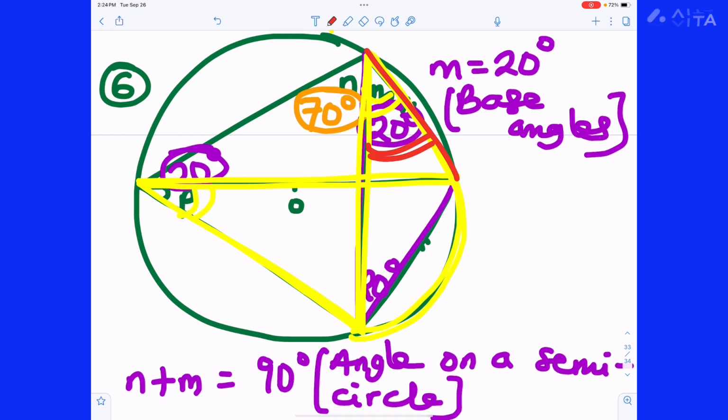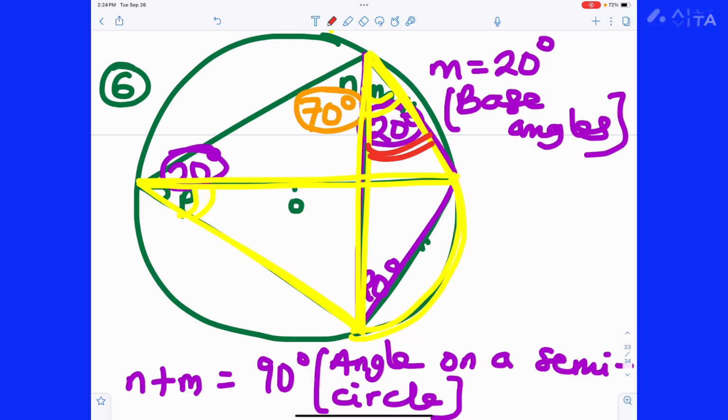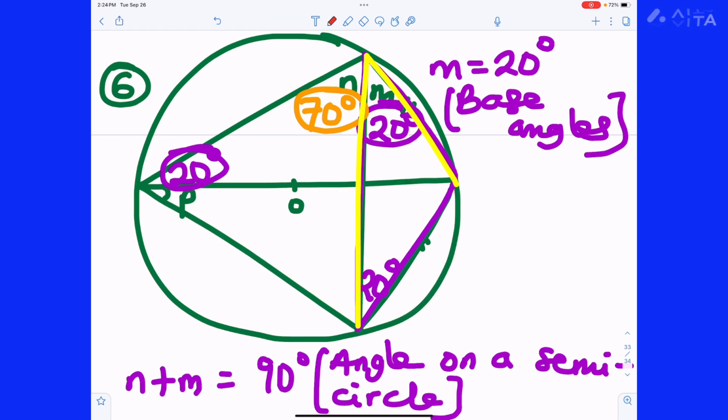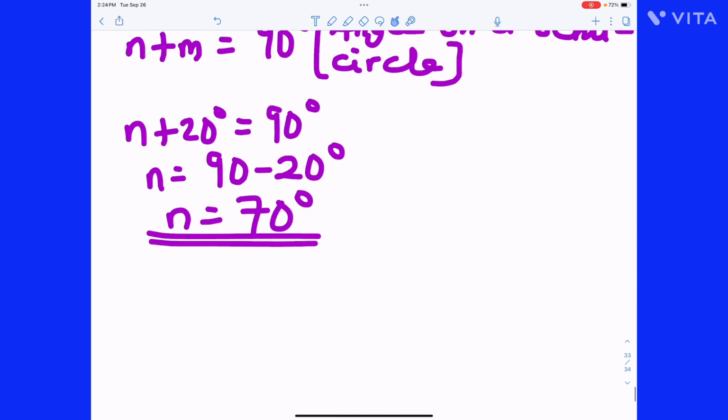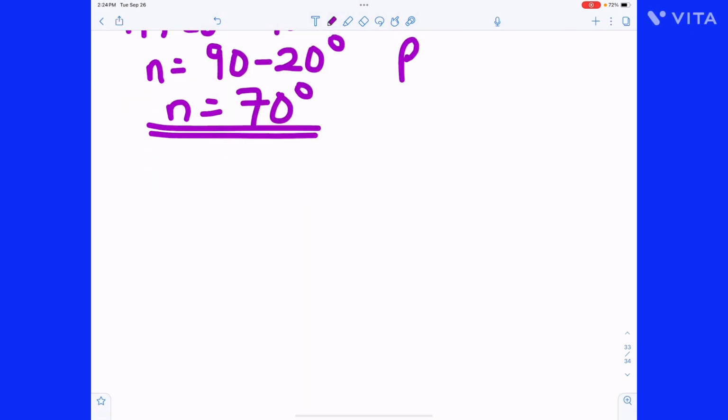I'll try and draw red on the yellow. 20, 20, so that you can see it well. They are both formed on this arc and in the same segment. So P is also what? 20. For that reason, P is 20 degrees. Let's take it one by one.